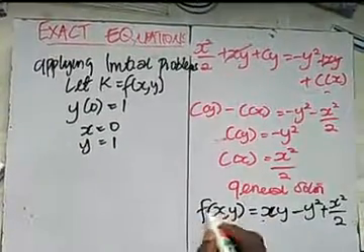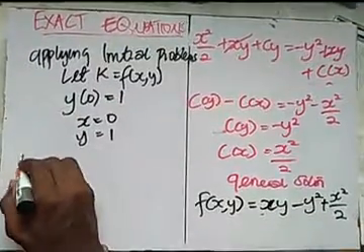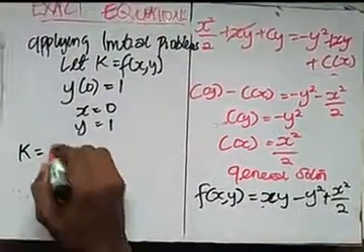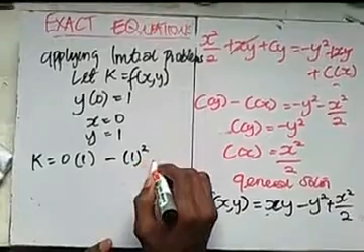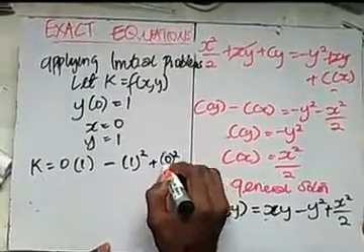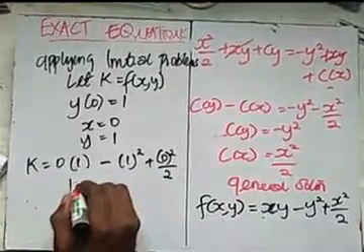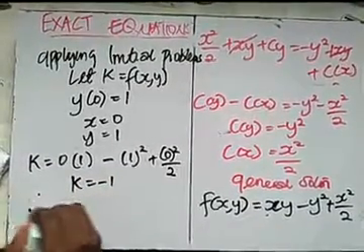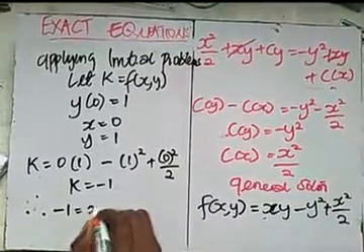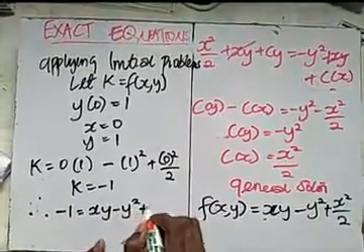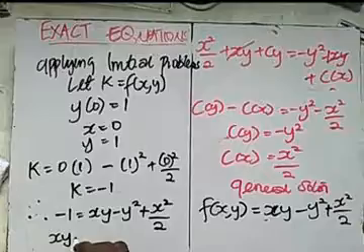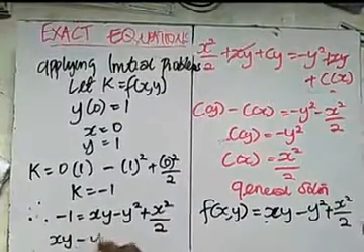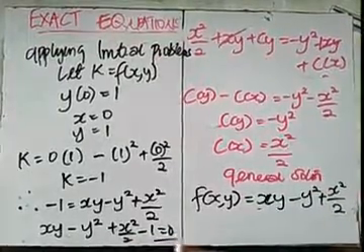So our f(x, y) is selected to be k, so k equals, with x being 0 and y being 1, 1 minus 1 squared plus 0 squared over 2. So if we resolve this, we have k equals minus 1. So therefore, minus 1 equals xy minus y squared plus x squared over 2. By rewriting this equation, we get xy minus y squared plus x squared over 2 minus 1 equals 0. Here's the final answer.